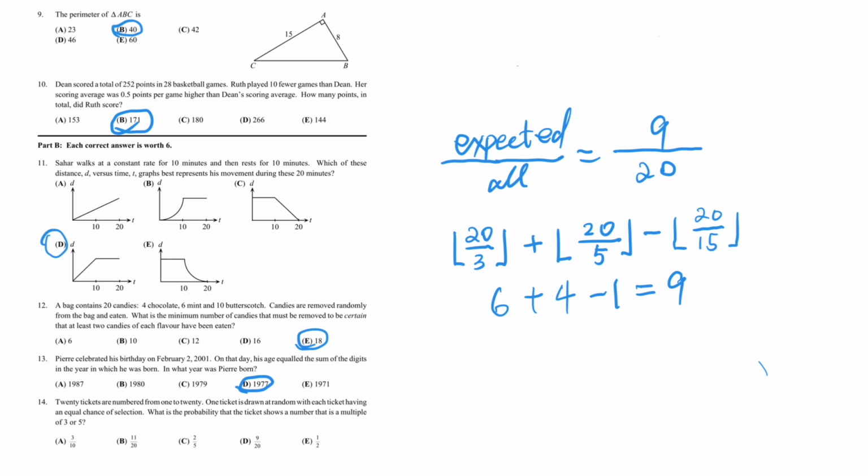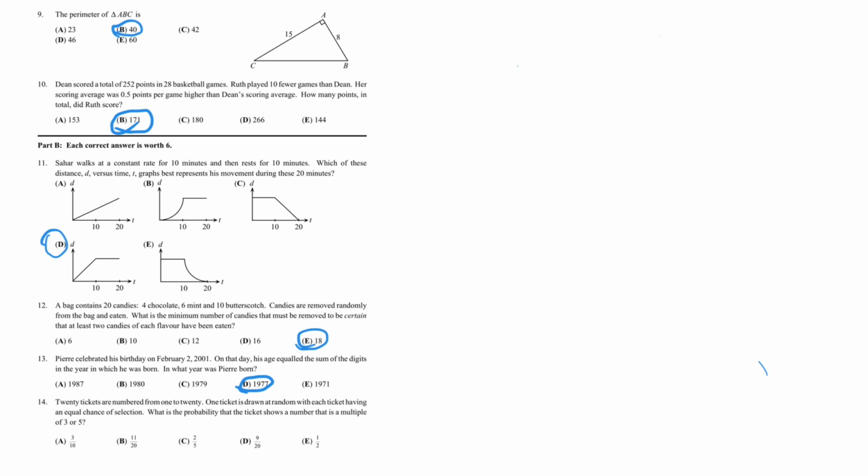So if you don't know the floor function, just list the numbers 1 to 20. Circle all the multiples of 3 and 5. And then still you can get 9 over 20. But in grade 9, it's better you know a little bit about the floor function. So number 14, the answer is D.